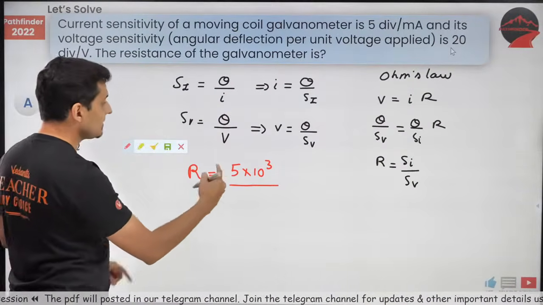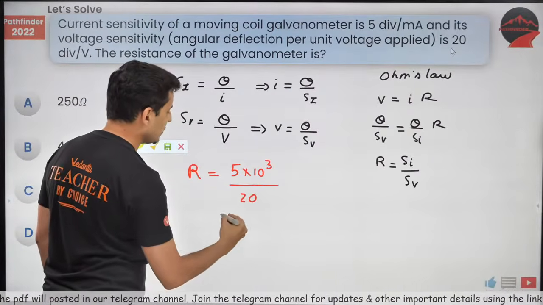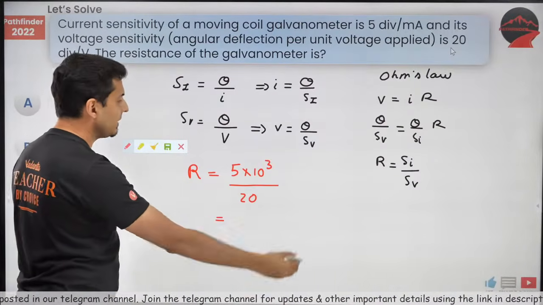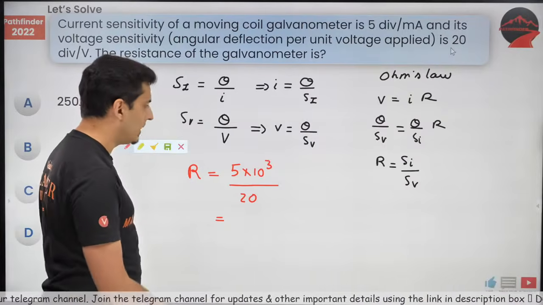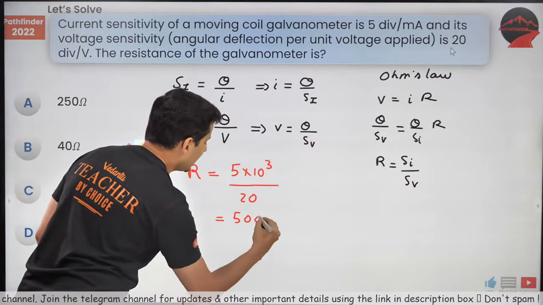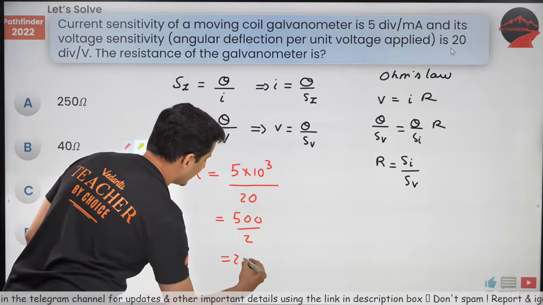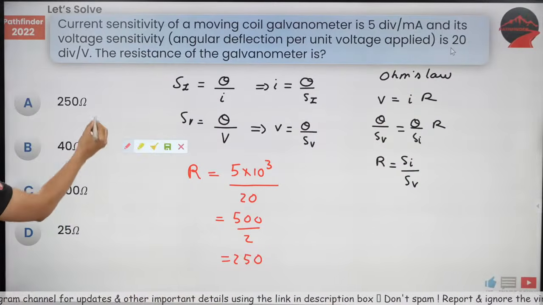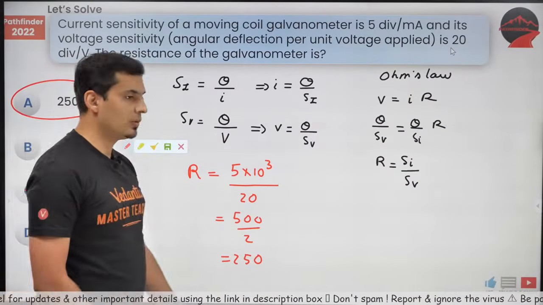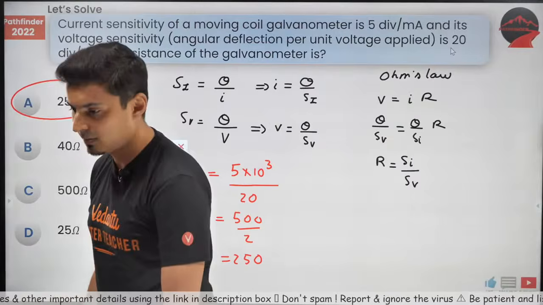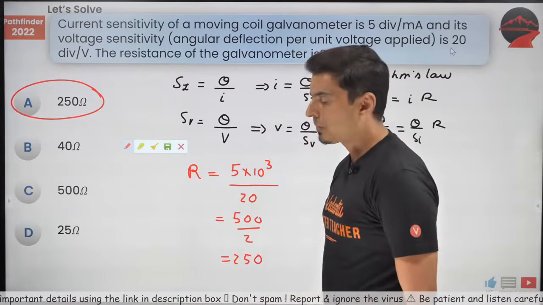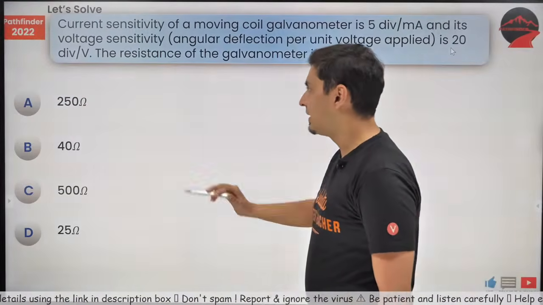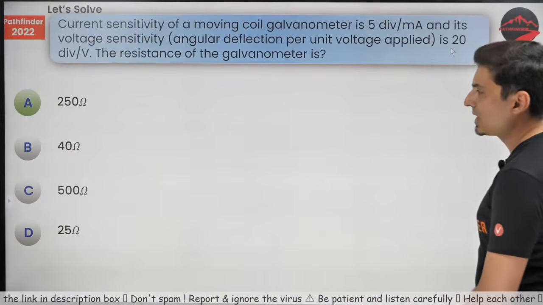What is voltage sensitivity? It is 20 divisions per volt. So just put 20 over here. So this will be nothing but 5000 divided by 20. So it will be 500 divided by 2, which is nothing but 250. 250 is option A. 250 ohms. Correct. Very good. Excellent. So that's the answer. Yeah, option A is correct.